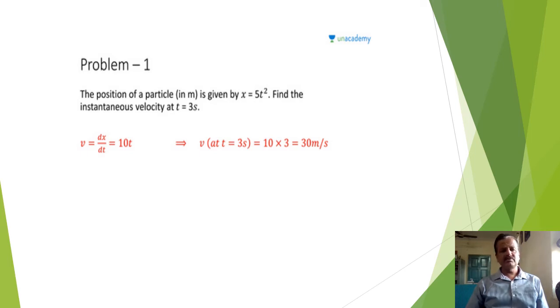So dx by dt, if you carry it out, becomes 5 into 2 into t raised to 2 minus 1. So it becomes 5 into 2 into t. So dx by dt becomes 10t. So again velocity is still a function of time t. So at time t equal to 3 seconds, if you substitute, 10 into 3, it becomes 30 meter per second. What is that standard equation for finding the dx by dt? Let us see.